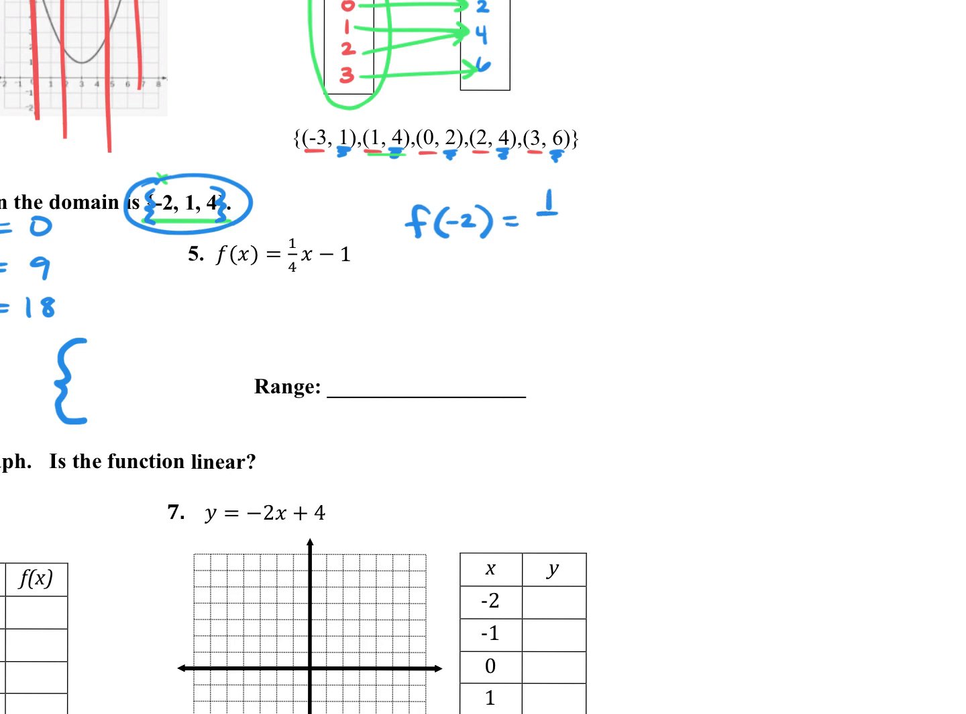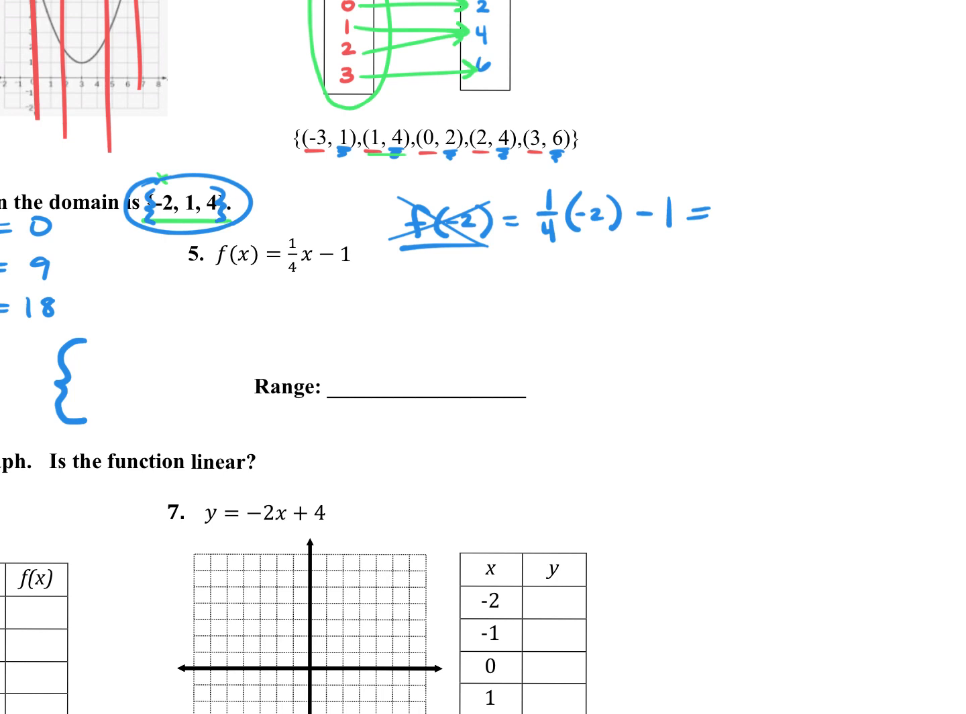All right, so number 5, you're saying f of -2, and this is the one that often gets confusing, equals 1/4 times -2 minus 1, okay? This is not saying f times -2. This is saying the function when we plug in a -2. So you're not going to do anything with that, okay? What you're going to do is just simplify this left side.